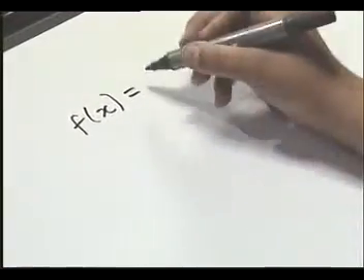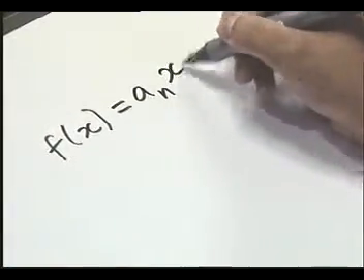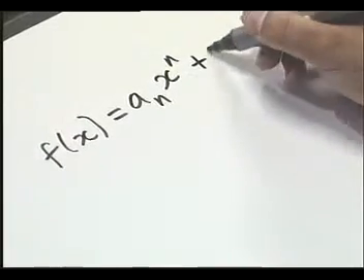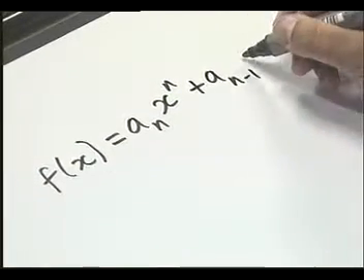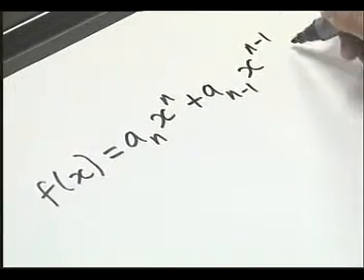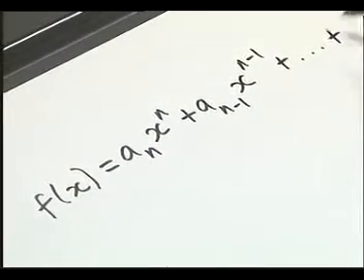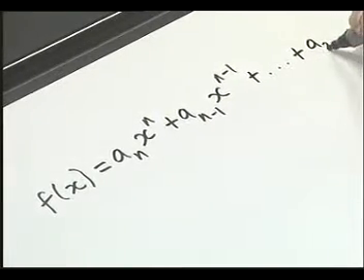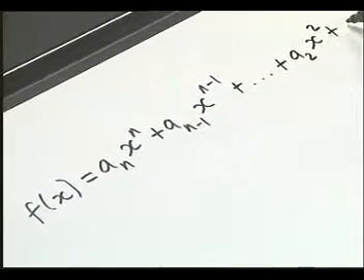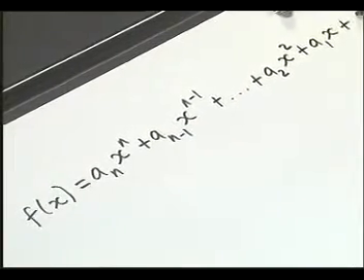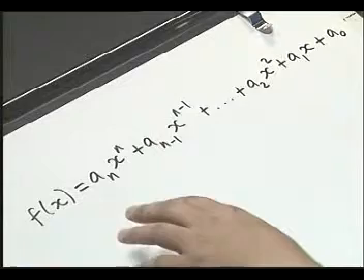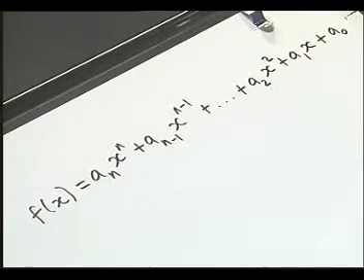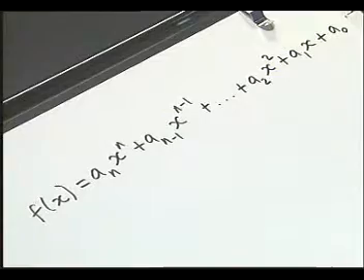So first of all, what is a polynomial? Well, a polynomial of degree n is a function of the form f(x) equals a_n x^n plus a_(n-1) x^(n-1) plus, and it keeps going all the way until we get to a_2 x squared plus a_1 x plus a_0. And here, the a's represent real numbers and are often called the coefficients.